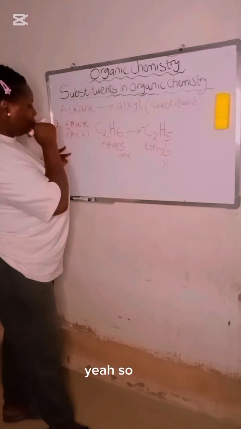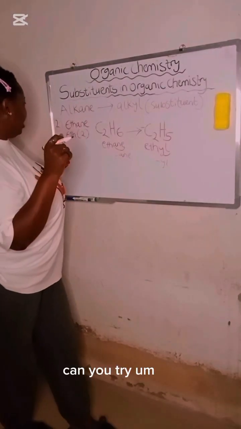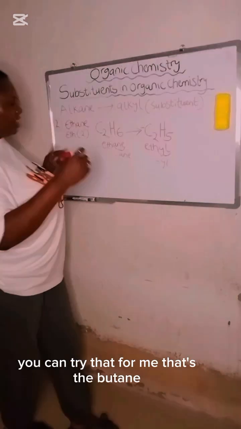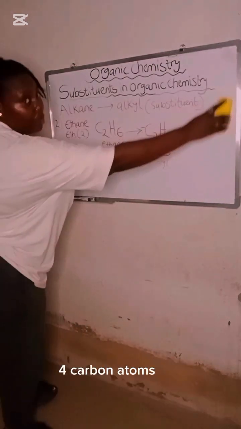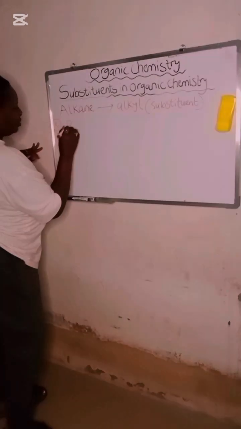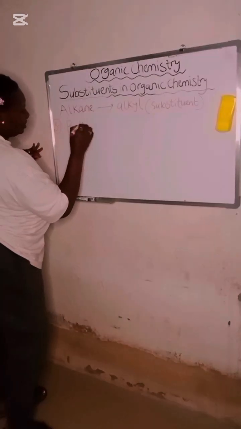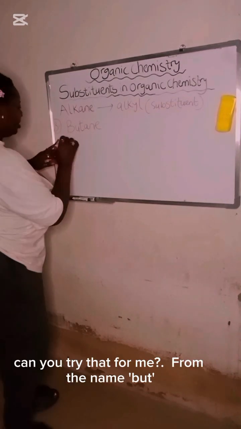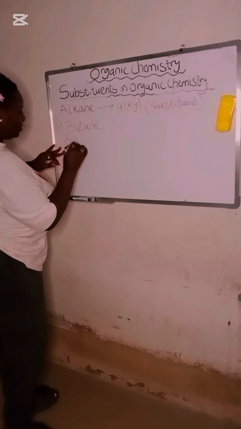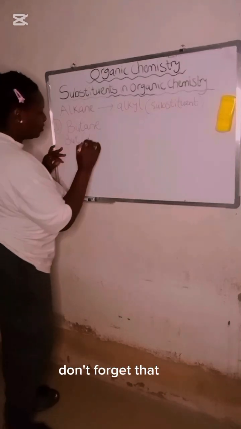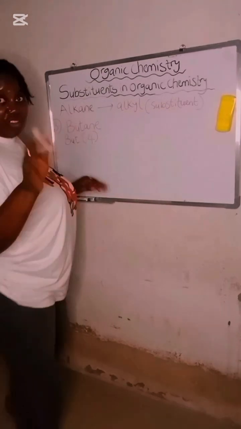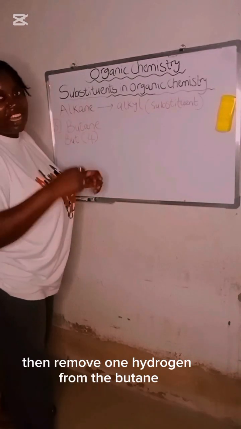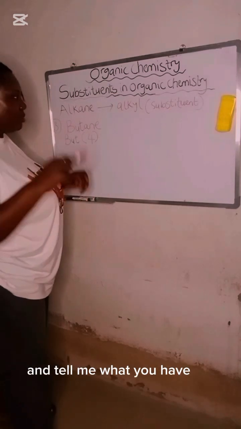Can you try 3 carbon atoms or 4 carbon atoms? You can try that for me. That is butane, 4 carbon atoms. Can you try that for me? From the name but, how many carbon atoms? 4. Don't forget that. So use the general formula and write that structure. Then remove 1 hydrogen from the butane and tell me what you have.